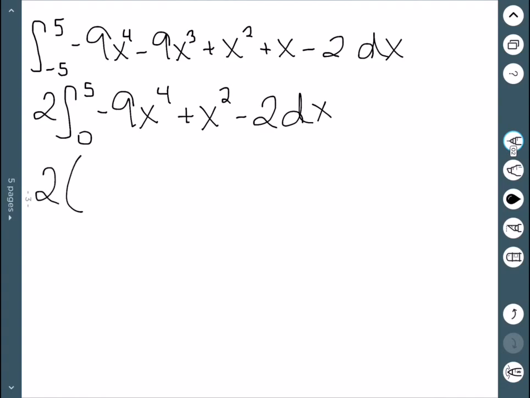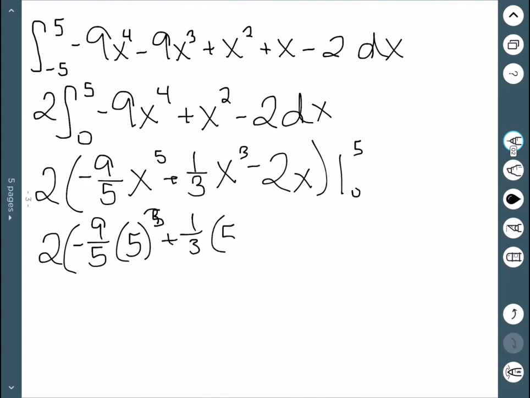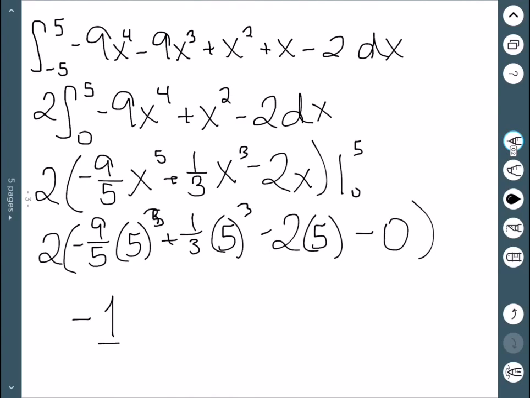So this is 2 times, we add 1 to the exponent and then divide to get negative 9 over 5x to the 5th, 1/3 x cubed, and then minus 2x. And this is evaluated between 0 and 5. Sticking in 5, that's negative 9 over 5 times 5 to the 5th, plus 1/3 times 5 cubed, minus 2 times 5. Sticking in 0 is just minus 0. And once you work this out, you get negative 11,186 and 2/3.